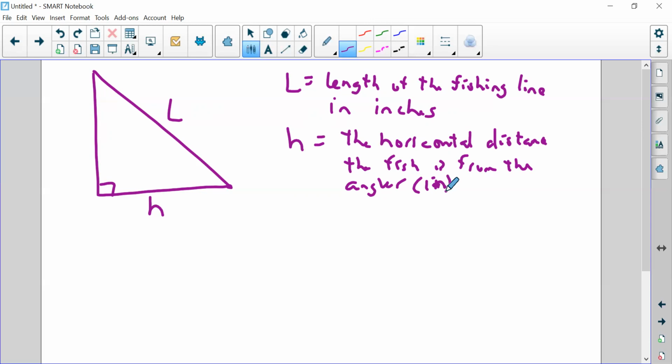Assume the tip of the fishing rod is 12 feet above the water and directly above the angler. So we know this is a constant. It doesn't change. That stays 12. But that's 12 feet. So what would that be in inches? 144 inches. So if we go to all inches, that would be 144 inches.